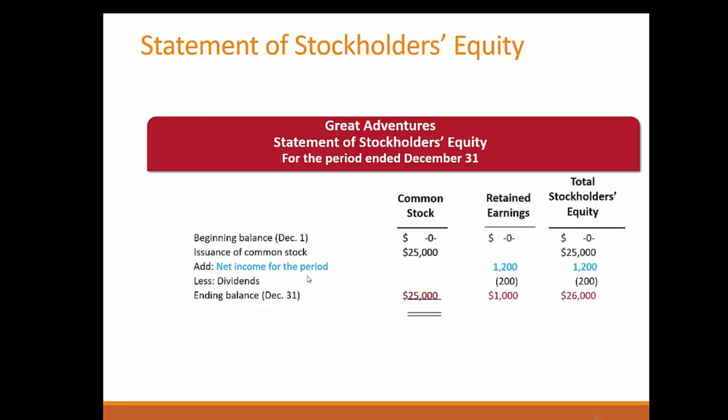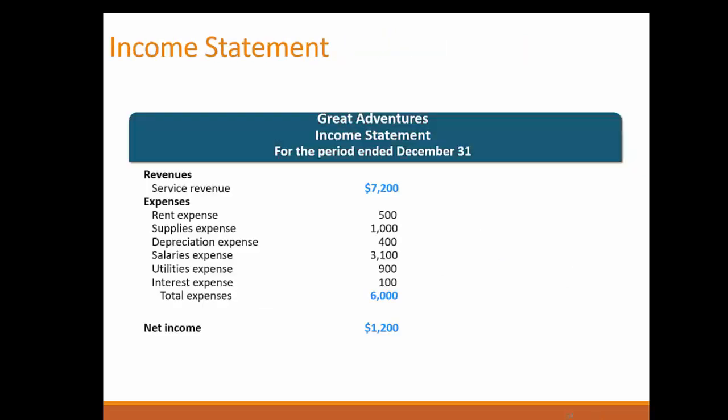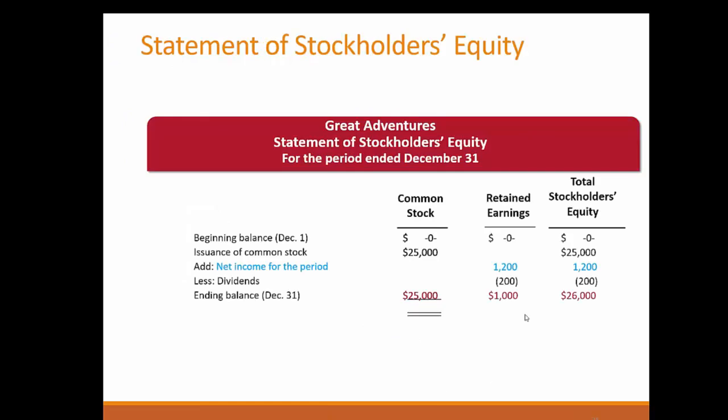Then I'm going to add my net income for the period. Where did I get that? Well, I got that on the previous slide, because remember, we had net income of $1,200. So that's where this goes, right over here. I paid dividends, which were part of the transaction history that I had. So I subtract this because that was paid out, and I come up with ending balances.